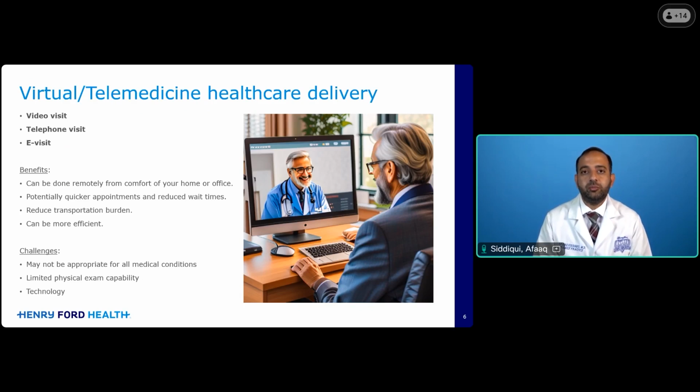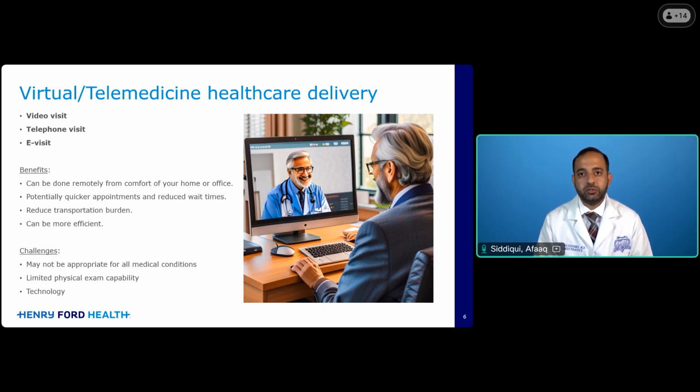Telephone visit is two-way communication through the phone, and e-visit is an asynchronous visit where you answer some predetermined questions, write up what you need to know, and then you forward it to the doctor. The doctor or the healthcare provider looks at the information, comes up with a treatment plan, or asks you more questions if they have, and they send it to you, and then you reply back later. So these are some virtual medicine healthcare deliveries that we have.